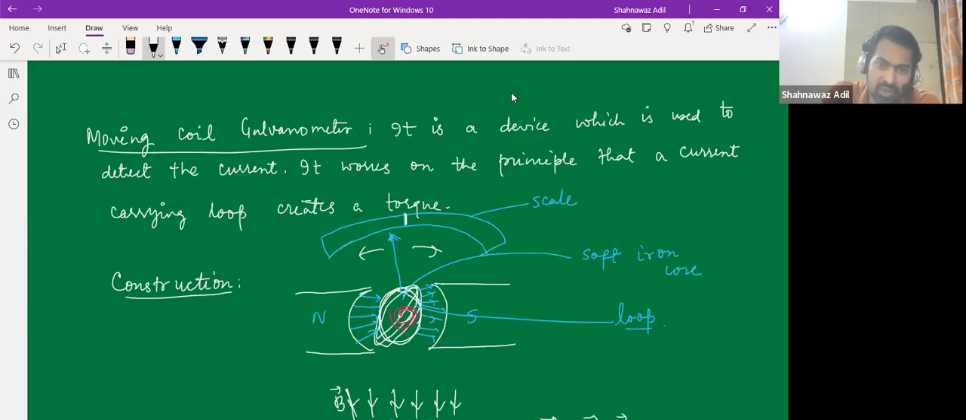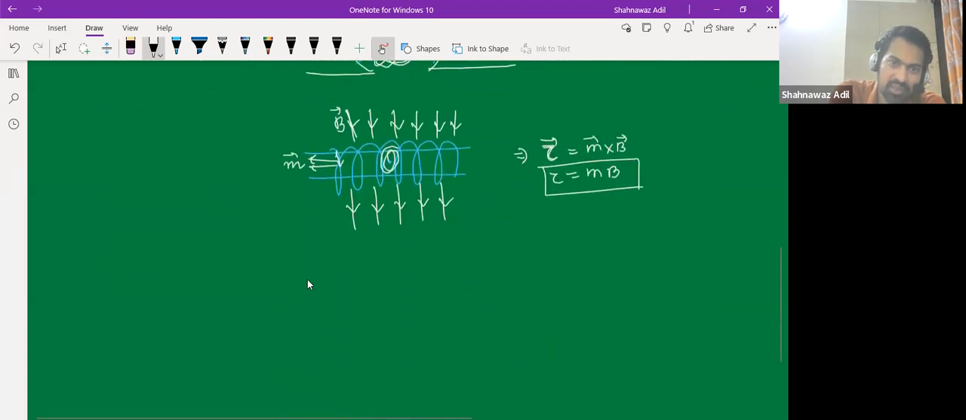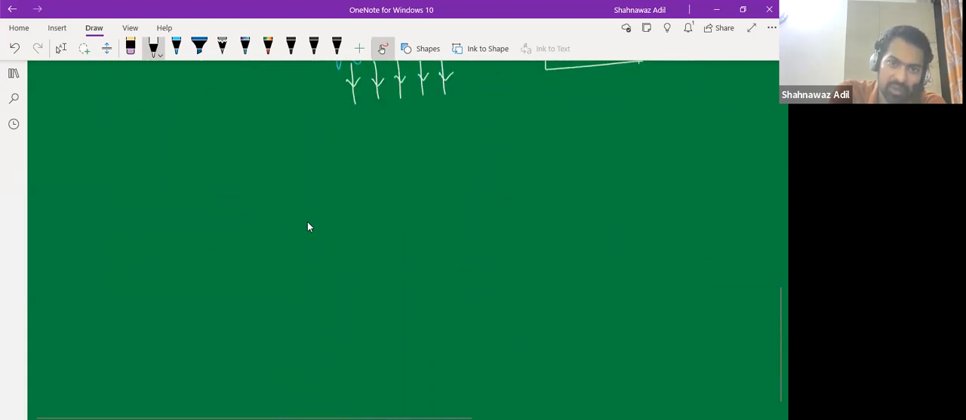So when you have a net torque created, and that net torque is created because some current is flowing inside that loop, that is when this arrow will deflect, right? So whenever some current is flowing inside this loop, then it will deflect. So this is the working of a moving coil galvanometer.